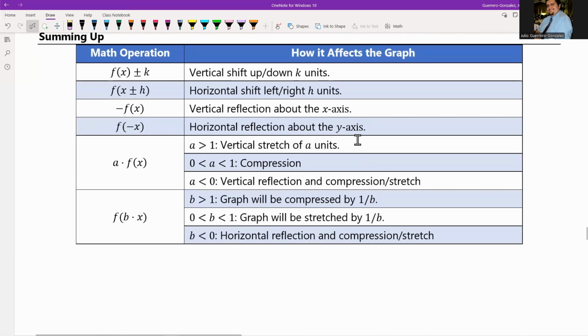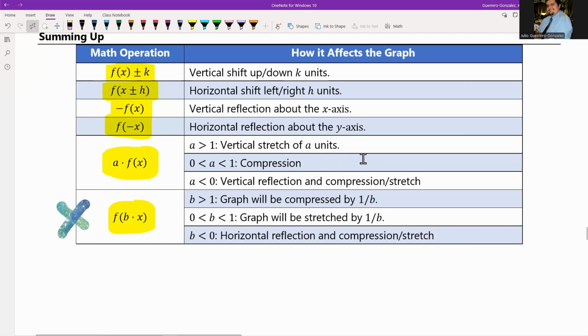This is a nice table to sort of review everything that we did. What we have here is the mathematical operations and how it affects the graph. That is our vertical stretch. That is our vertical shift. The other one, the one below it, is a horizontal shift. Vertical reflection, horizontal reflection, vertical stretch and compression, and horizontal stretch and compression. Okay? For the most part, for now, don't worry about this one. We're going to concentrate on the first handful, the ones above it.